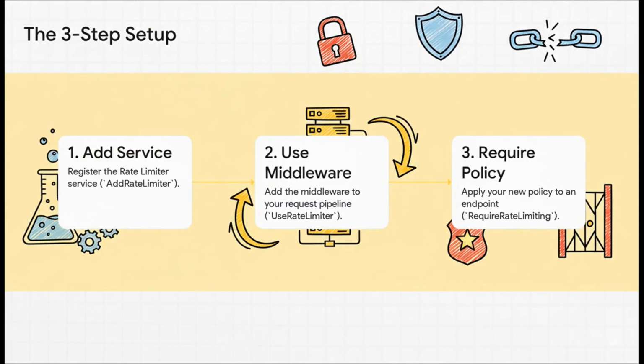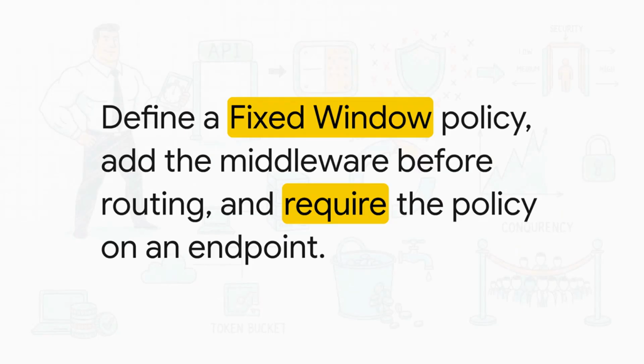And here's how you do it. It's this simple 3-step dance. 1, you register the service. 2, you tell your app to use the middleware. 3, you apply that policy to the endpoints you want to protect. That's it. Add, use, require. Easy to remember. And here's the code that proves just how simple it is.